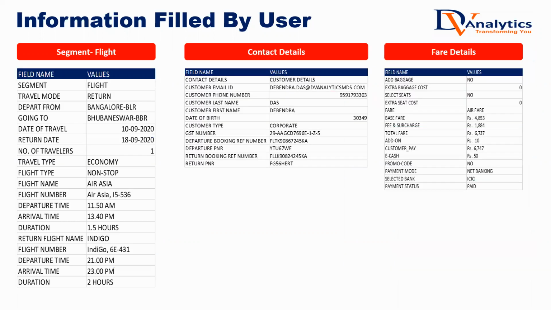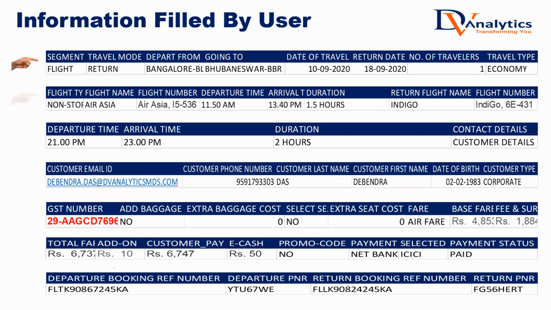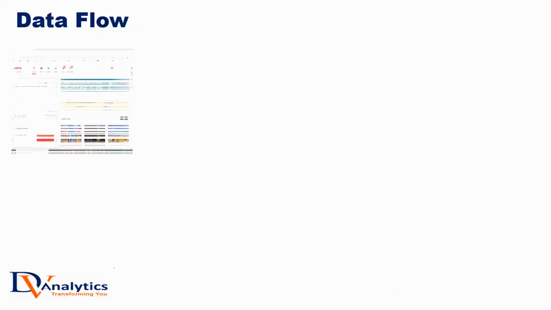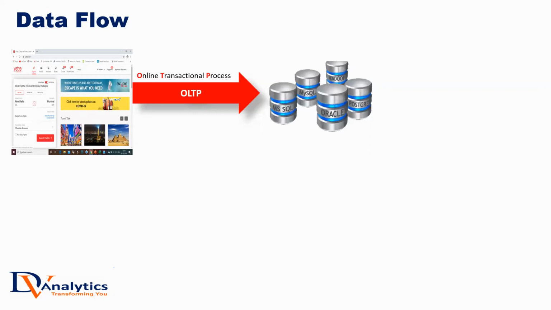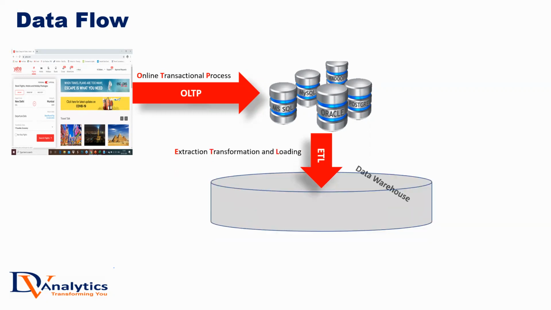Guys, right. Now this data is being stored into this format. This is how you generate data every second online, and that online process is called OLTP, online transaction process. When you fill in your information on the website, it happens at the same time through OLTP, hitting the backend database server. The database server could be Oracle, SQL, DB2, Teradata, anything else. It is connected through extraction, transformation, loading to the data warehouse.